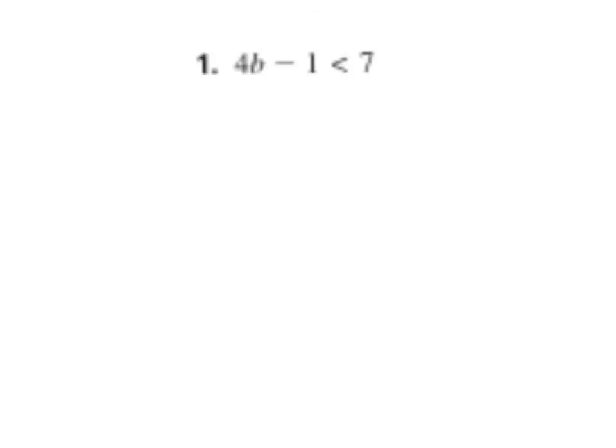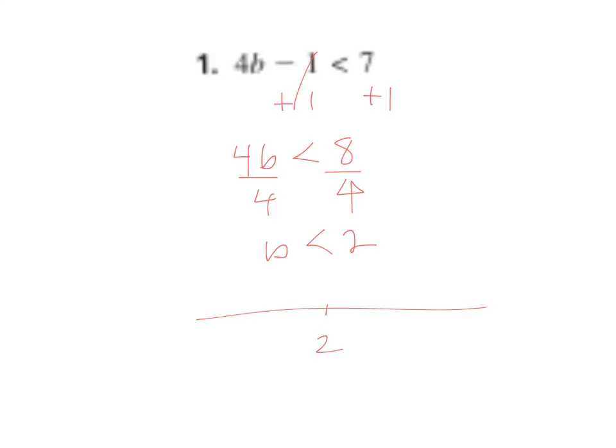So the first thing that I want to do is, using order of operations backwards, I'm looking for addition or subtraction. So I'm going to get rid of this minus 1 by using the inverse, which is adding 1 to both sides. And that's going to give me 4b, those cancel, less than 8. Divide both sides by 4, I get b is less than 2. To graph this, my target is at 2. 1 is to the left, 3 is to the right, open circle, going to the left.